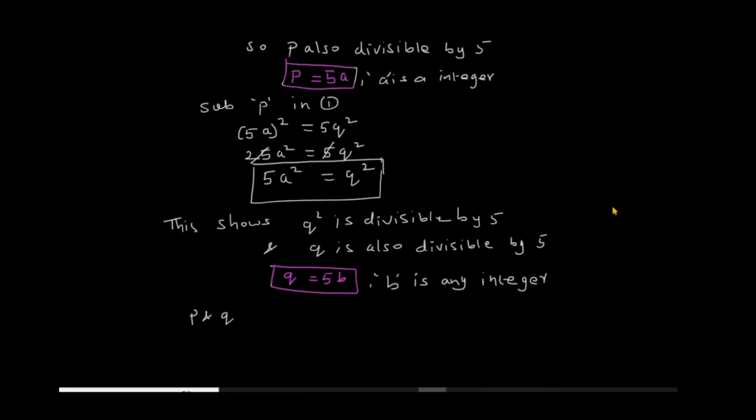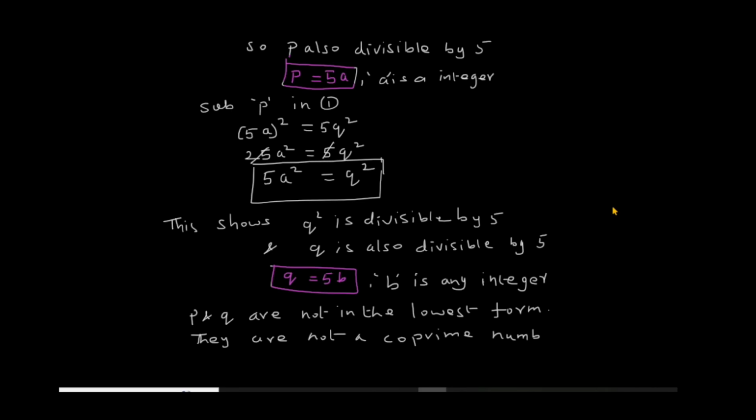P and Q are not in the lowest form. They are not co-prime numbers. So our assumption is wrong.